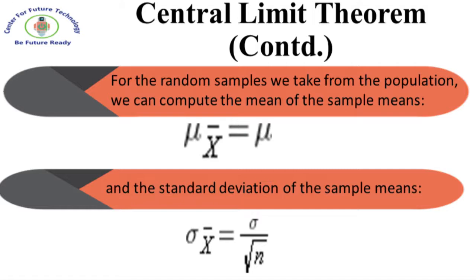The central limit distribution exhibits a phenomenon where the average of the sample means and the standard deviation equal the population mean and standard deviation, which is extremely useful in accurately predicting the characteristics of a population. For the random samples we take from the population, we can compute the mean of the sample means. And the standard deviation of the sample mean is this.